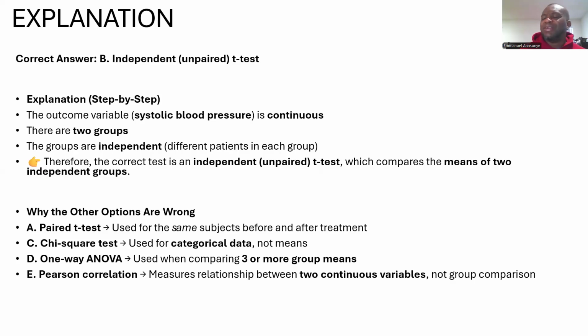The chi-square is mainly for categorical data. This one is continuous data, not categorical data. One-way ANOVA is for comparing three or more groups of people, compared to the unpaired t-test, which is for two groups. Pearson correlation measures the relationship between two continuous variables, not group comparison.